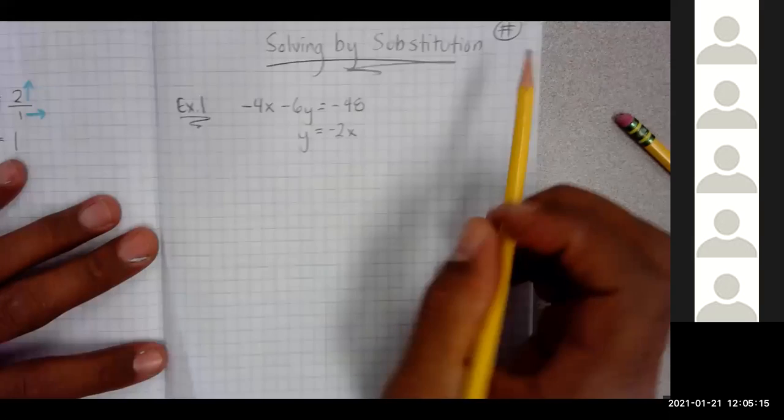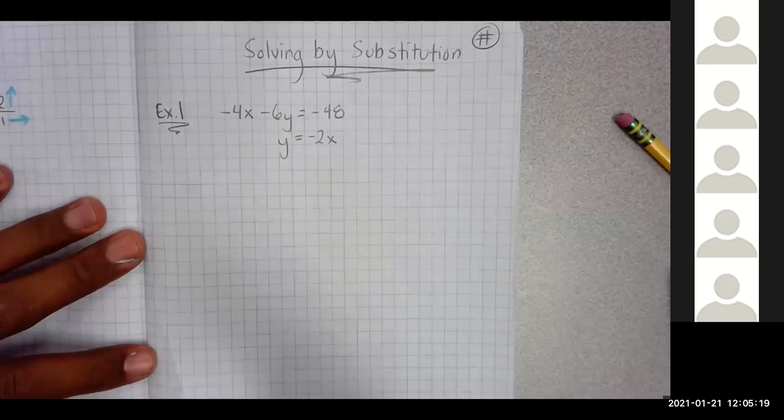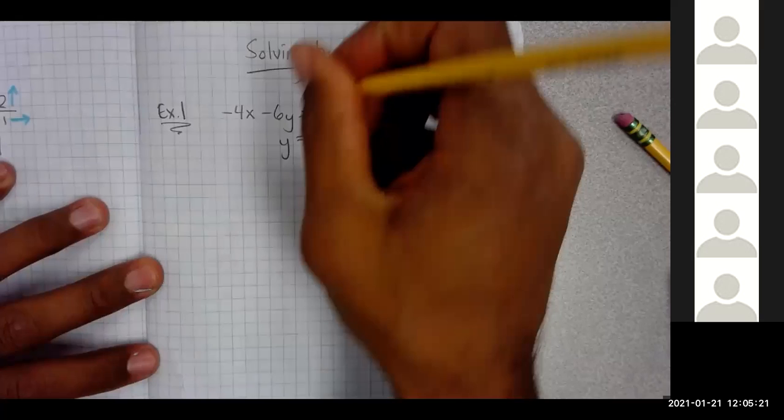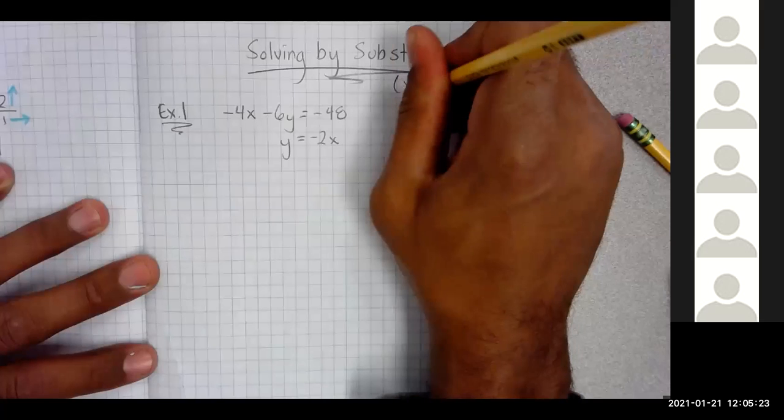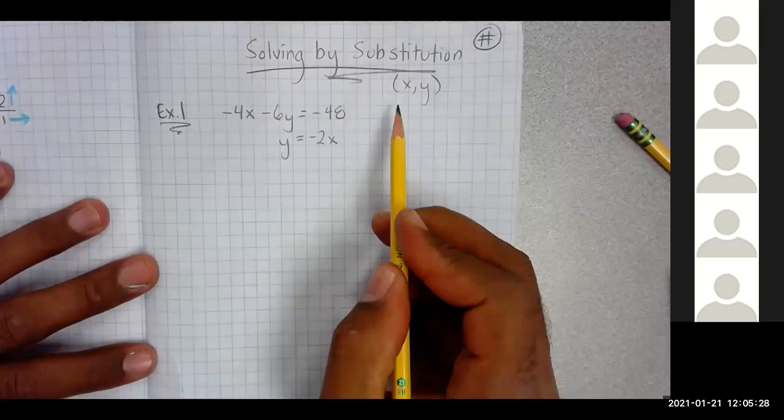Okay, so again, solving by substitution. Again, we're solving for x and y. So remember, every time you solve these problems, when you're solving a system, you always want to solve for x and y.